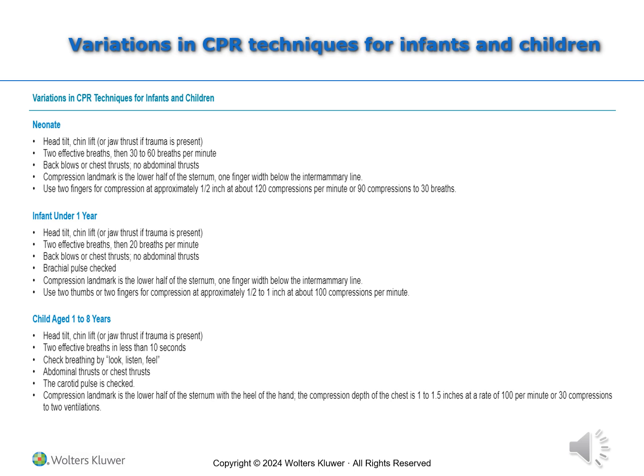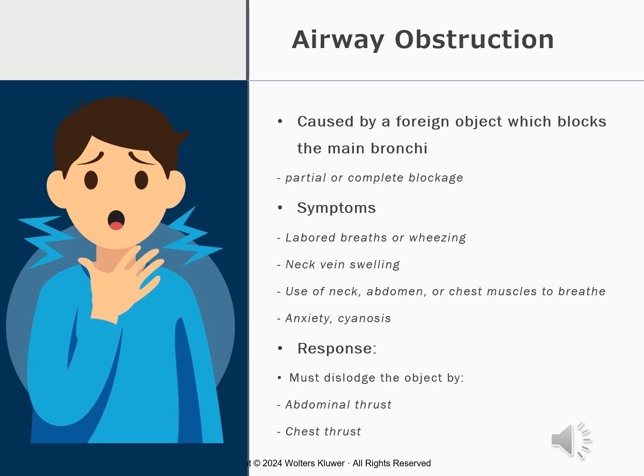CPR techniques are different for infants and children when compared to adults. Please review this chart. It is also in your textbook. Airway obstruction occurs when a foreign object blocks the main bronchi. An airway obstruction can be partial or complete. Airway obstructions occur when air cannot enter or exit the lungs due to a blockage.